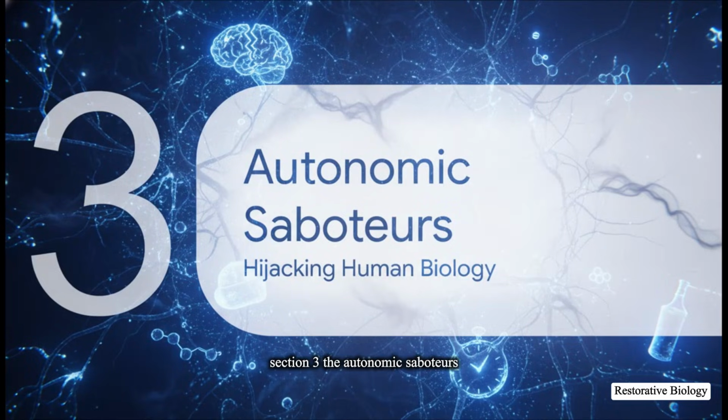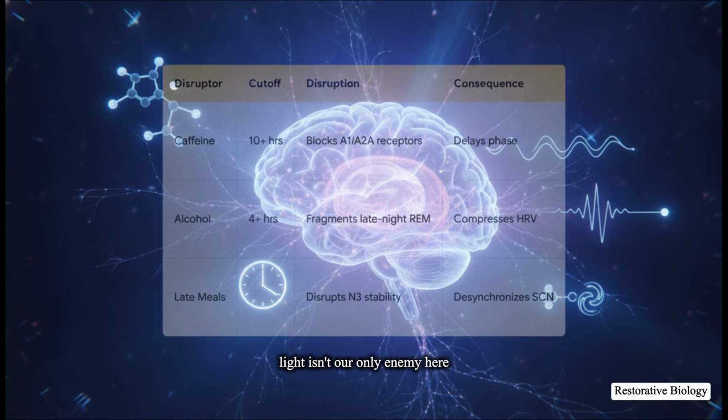Section 3. The Autonomic Saboteurs. How Modern Habits Hijack Human Biology. Unfortunately, light isn't our only enemy here. We regularly consume compounds and adopt habits that absolutely shatter our autonomic nervous system's ability to recover. These exogenous disruptors dismantle our neurobiology in a few different ways.